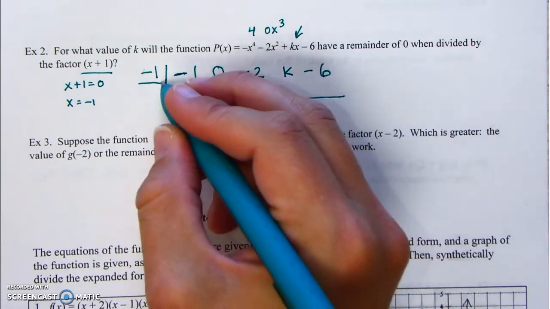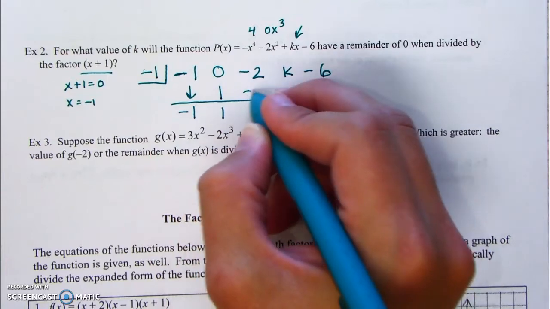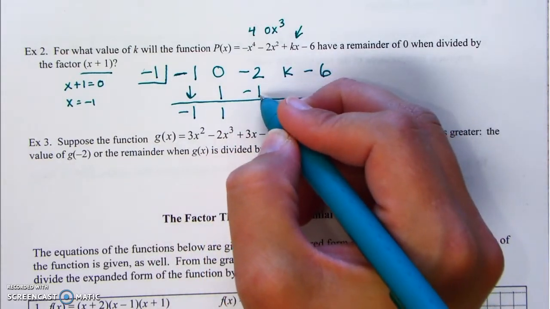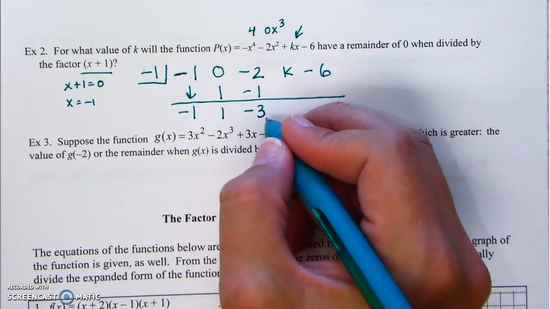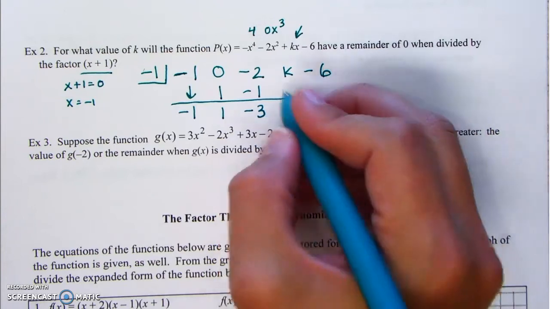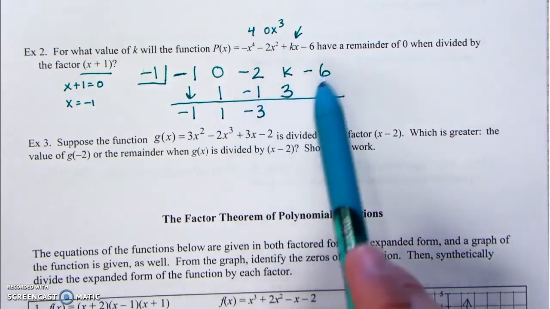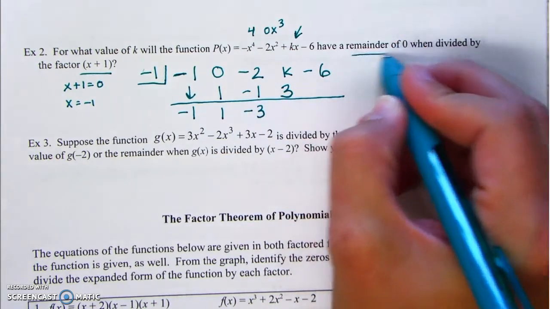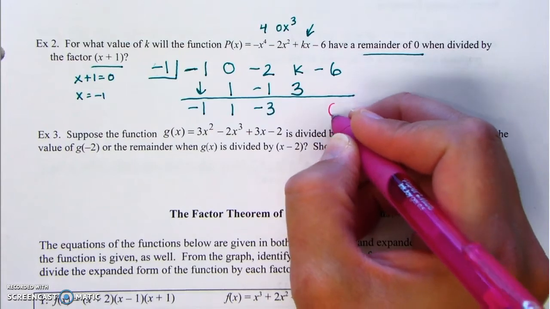Multiply and add. Negative 1 times negative 1 is 1. 0 plus 1 is 1. Negative 1 times positive 1 is negative 1. Negative 2 plus negative 1, negative 3. Negative 1 times negative 3 is positive 3. Okay, what the heck? We're stuck. What's the goal? Goal is to find k when it has a remainder of 0. Oh, okay. So we're going to put a 0 here.